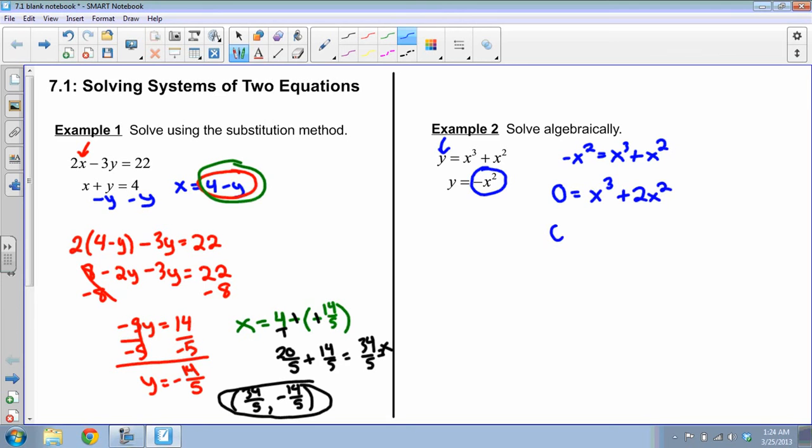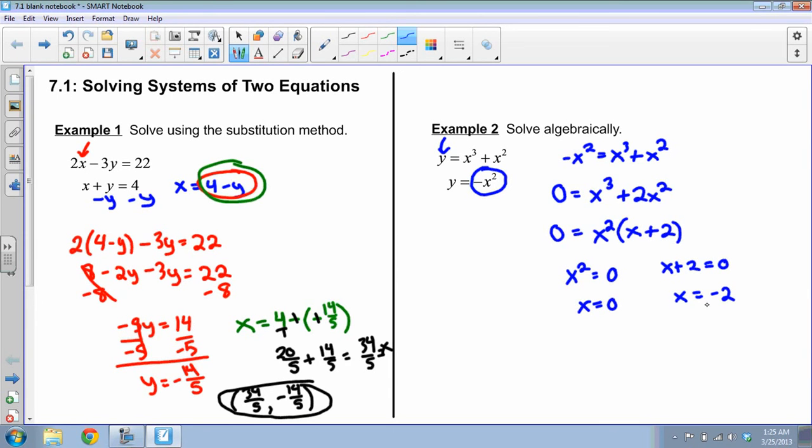To solve this, I think it's been a while for us. I would factor out the x squared that these have in common, which leaves me with x squared times (x plus 2). I set x squared equal to 0, which means that x equals 0 if I square root both sides. The x plus 2, I set equal to 0 and solve, subtracting 2 from both sides, and I get x equals negative 2.